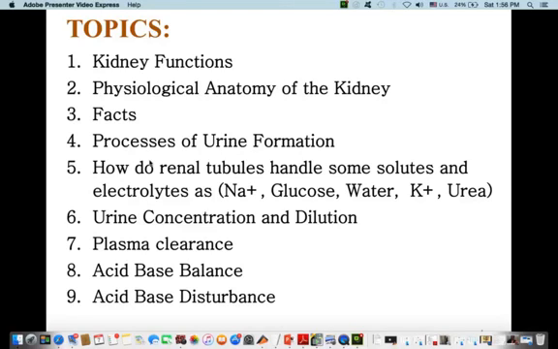After that, you will be expert enough to give information about how renal tubules handle some solutes and electrolytes, sodium, potassium, glucose, water, and urea, and how urine gets concentrated or diluted. Then we will go through plasma clearance, acid-base balance, and finally acid-base disturbance.